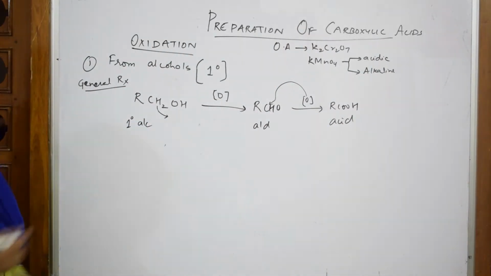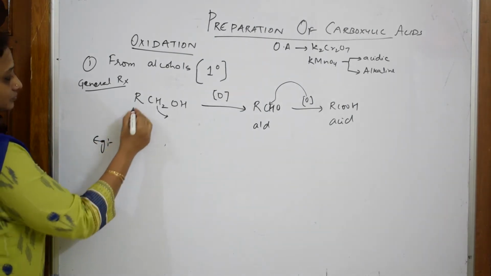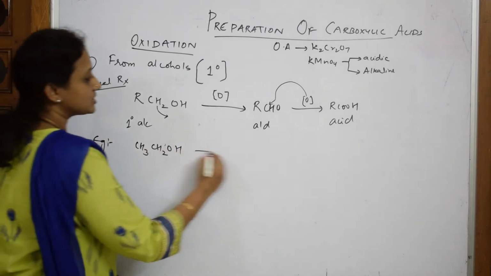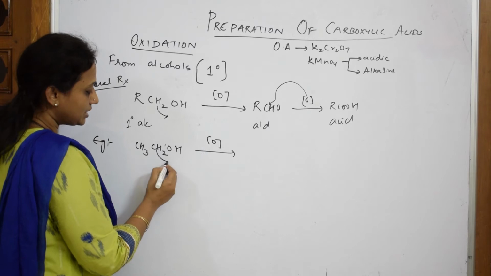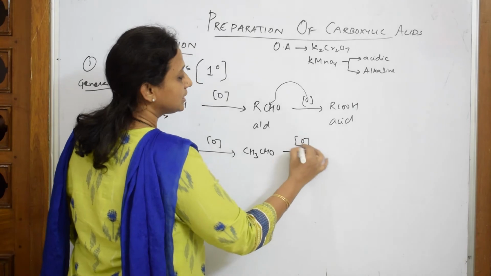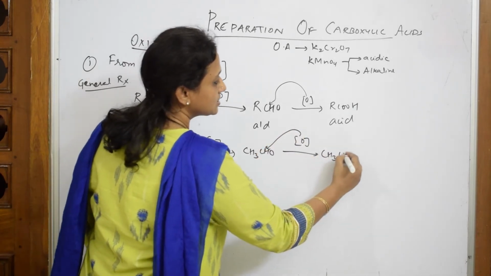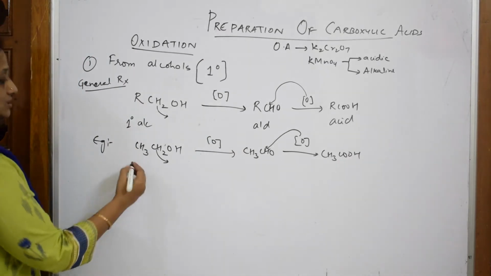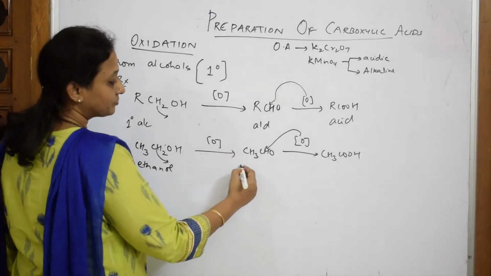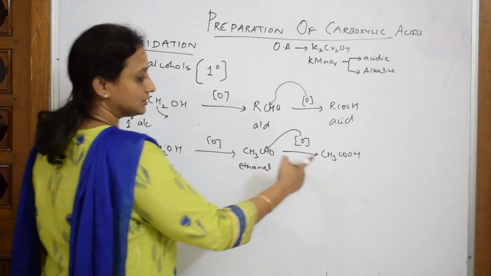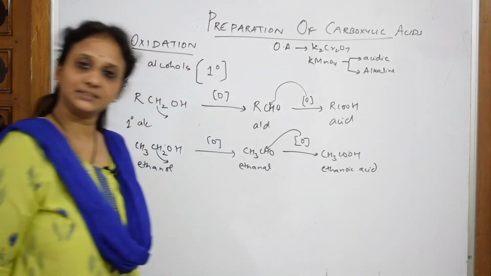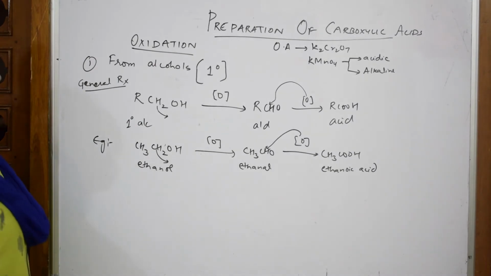From a primary alcohol, let us take an example: CH3CH2OH. I'm going to oxidize this. With elimination of hydrogen, I get CH3CHO. Further oxidizing with addition of oxygen, I get CH3COOH. That's it, we have prepared the acid. Let us name these. This is 2 carbon ethanol, and this is again 2 carbon ethanoic acid or acetic acid. Simple as that.